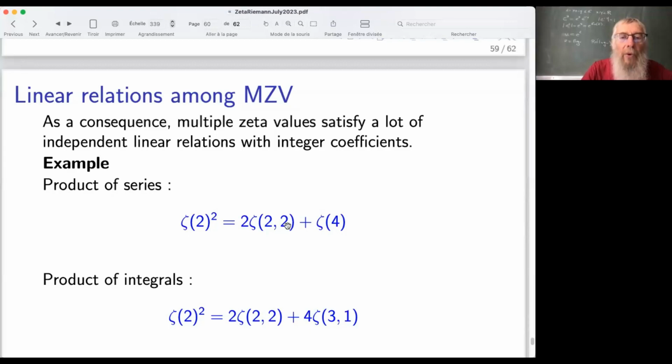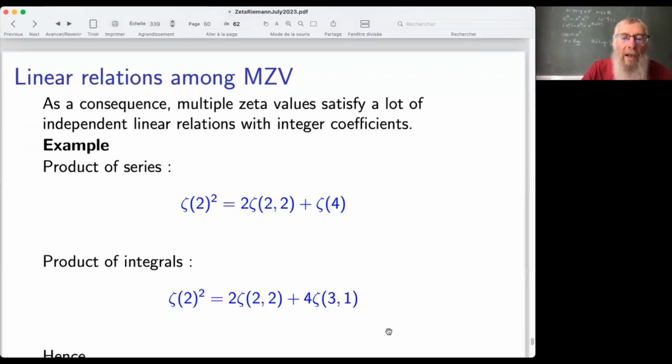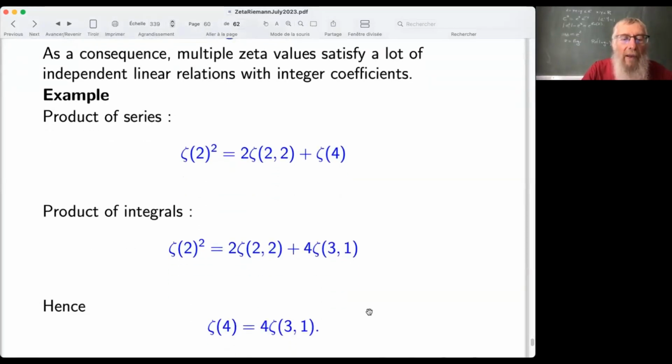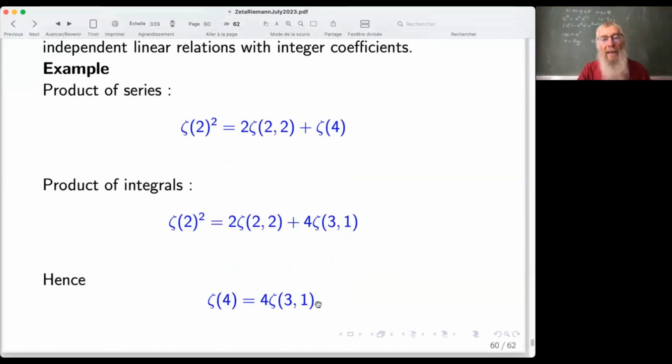But you can also use the integrals and multiply the integrals. You find another integral, and you find zeta of 2 squared equal to zeta of 2, 2 plus 4 zeta of 3, 1. And using that, you find an interesting relation: zeta of 4 is 4 times zeta of 3, 1. You use the product of series and the product of integrals.